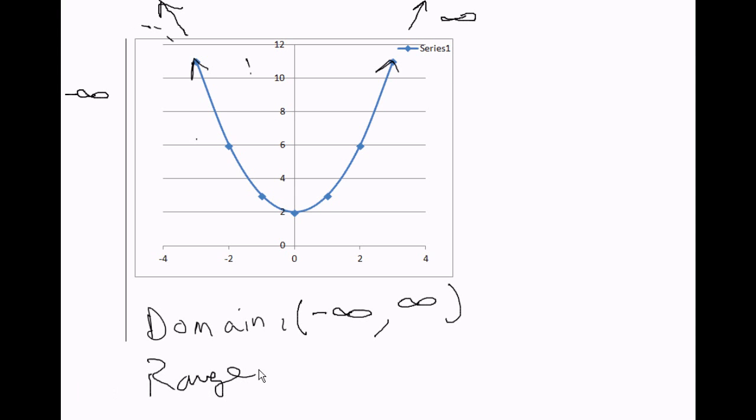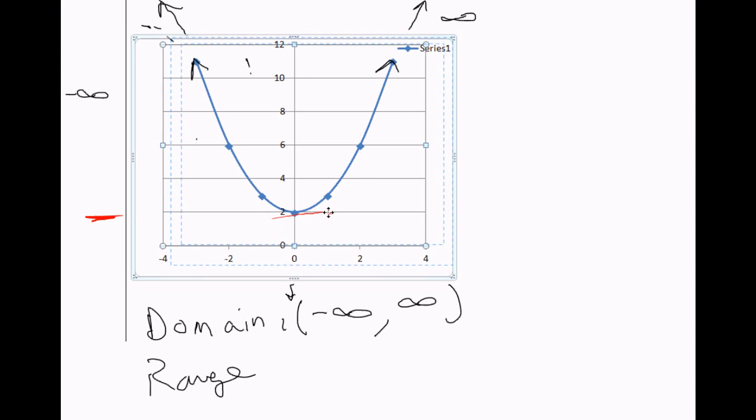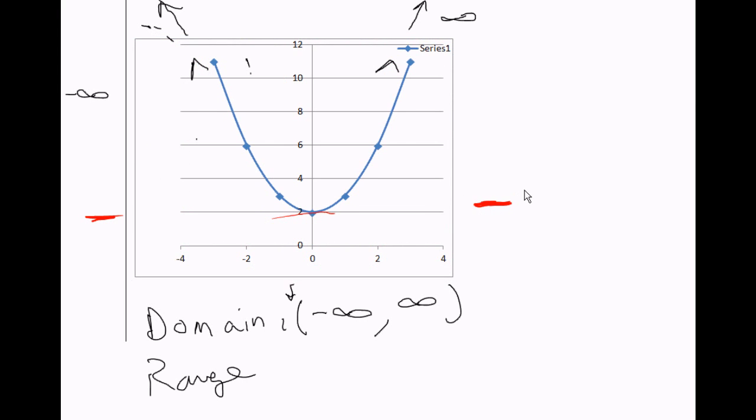Now the range. And we always put parentheses when you can't touch. So we can't touch infinity, so that's why we're using parentheses instead of brackets. Now the range is the y's. And if you look, this is where the y's start, right down here. So the y's start at 2. So for my range, the lowest part is 2, and then it goes up and up and up.